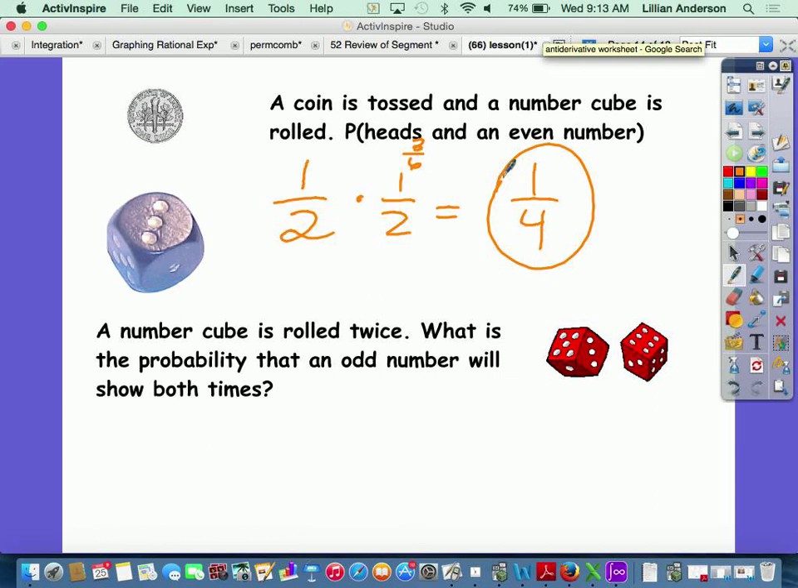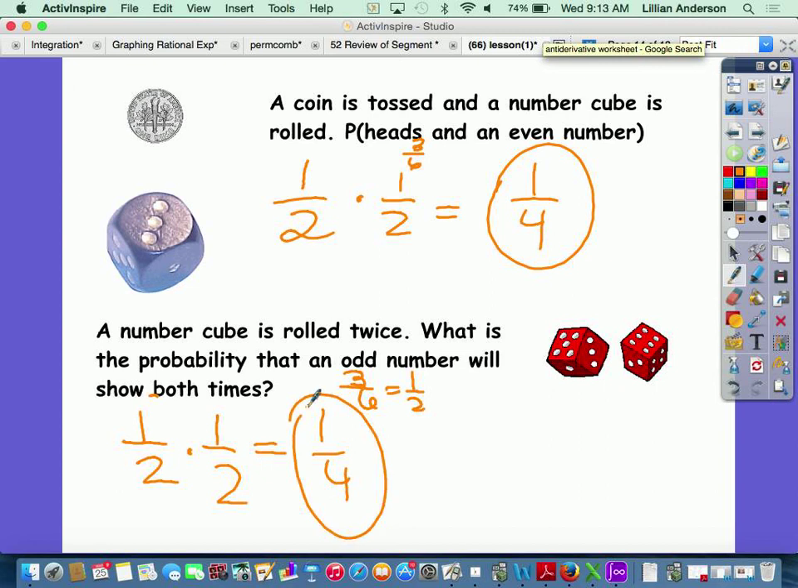Who has this one? Will you tell me this one? Lacey, how'd you get that? It's 1/2 by 1/2 because it's 3 out of 6 times 3 out of 6, so there's 3 odd numbers in each one. There you go. There's 3 odd numbers in each one. So 3 odd numbers out of 6 gives me 1/2. And I'm trying to figure out, okay, what's the probability that an odd number will show both times? So that's 1/2 times 1/2, which is 1/4. Are there any questions?